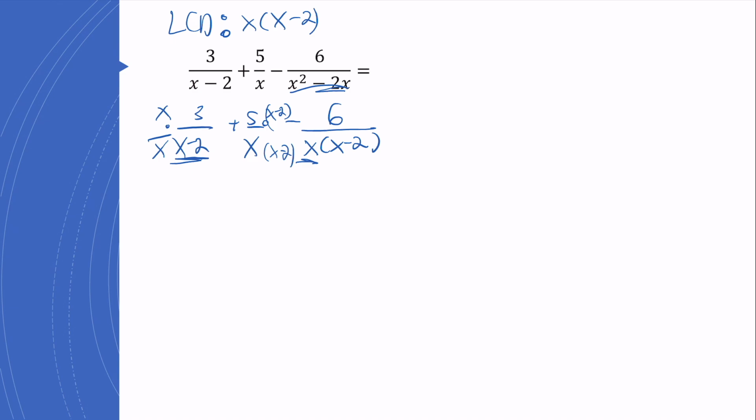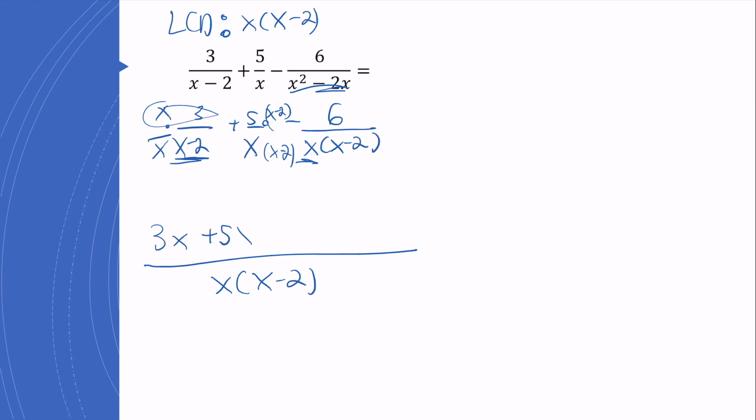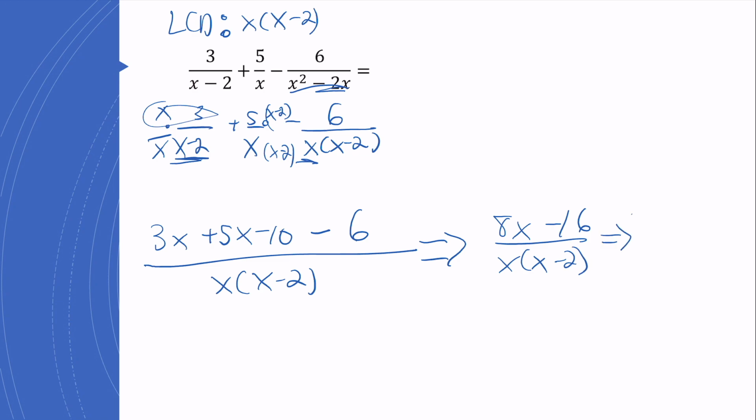So I know what my new denominator is going to be. My new denominator is going to be x times x minus 2. I'm going to have 3x plus 5x minus 10 minus 6. That gives me 8x minus 16 over x times x minus 2. I could factor out an 8. Those x minus 2's cancel, and I'm left with 8 over x.